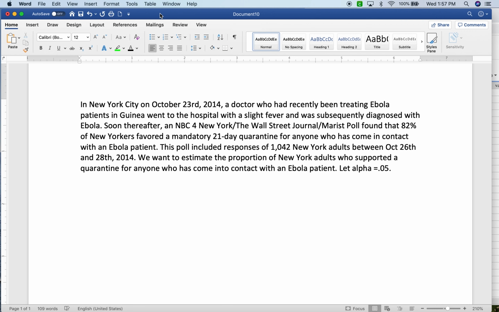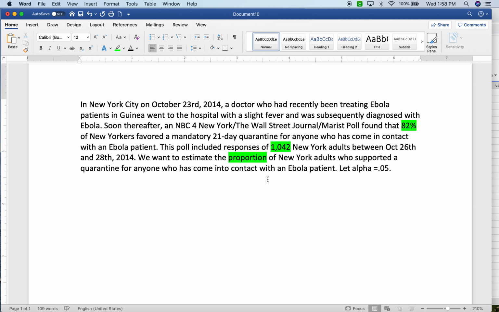So first off, we need to figure out what type of problem this is. If you look at our problem, we want to estimate the proportion. So proportion, that gives us our keyword there. And it also told us 82% and a total of 1,042. So we have a percentage here that leads us to believe it's a proportion, also out of 1,042, and then it tells us we want to estimate the proportion. So we're working with a proportion problem here.